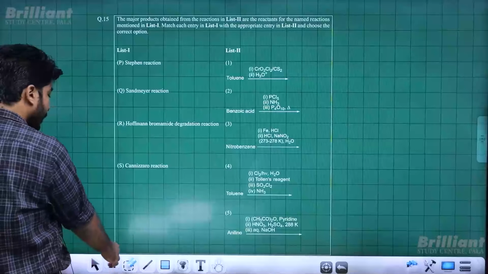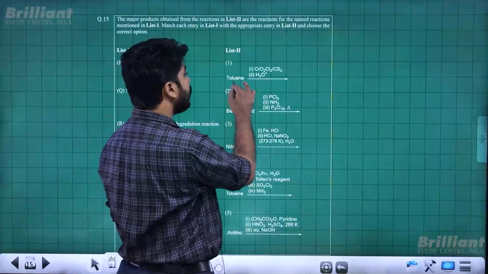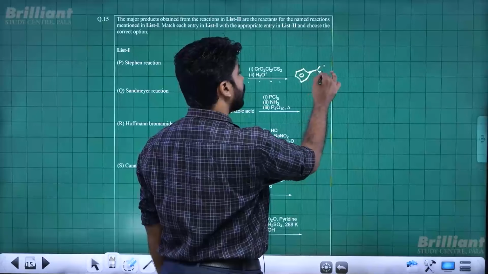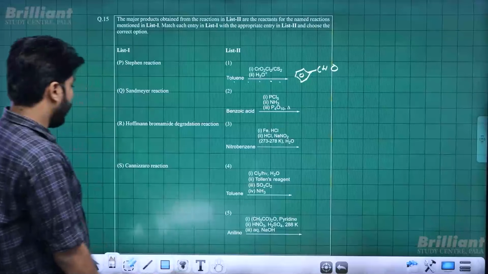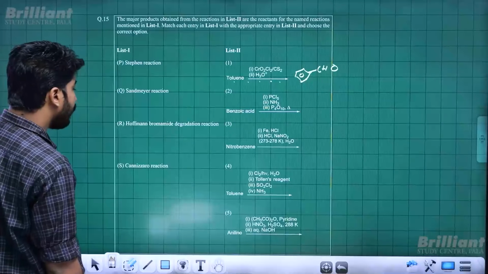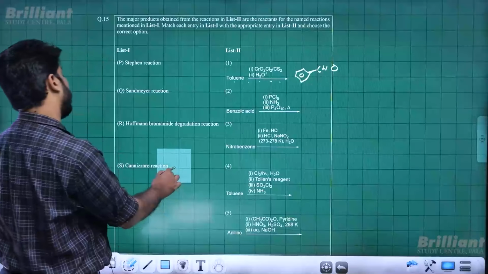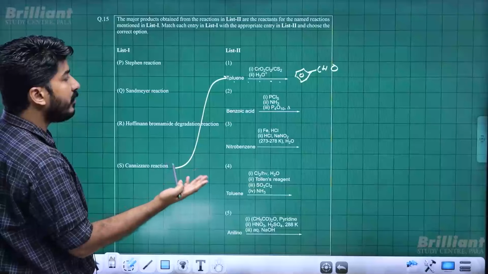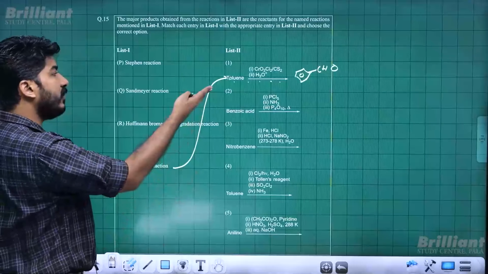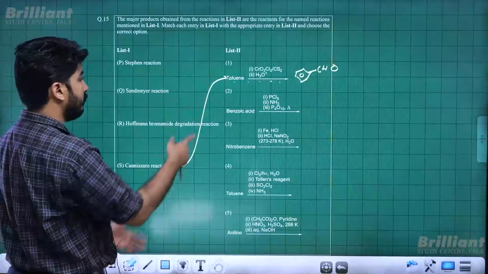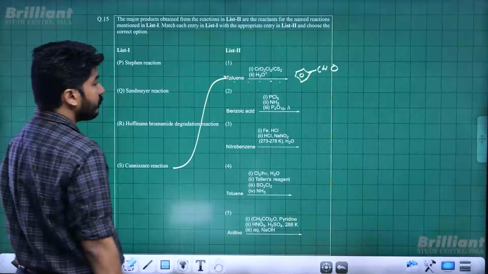Okay, so that's the idea. The first reaction is very familiar, the Etard reaction, and benzaldehyde is the product. Benzaldehyde is a suitable option for the Cannizzaro reaction, because it's an aldehyde without any alpha hydrogen. So S may match with 1.